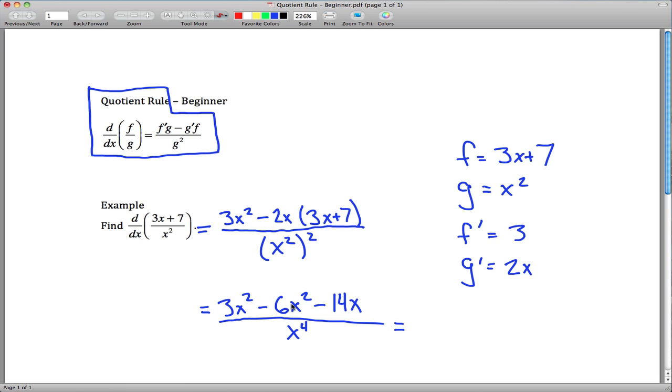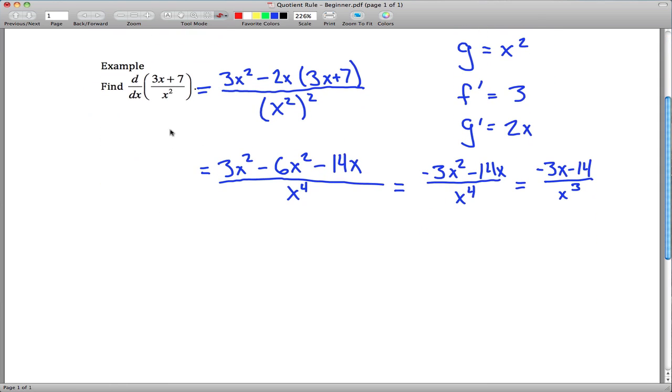And 3x squared minus 6x squared, we can combine like terms here and call that negative 3x squared minus 14x over x to the 4th. We could even go one step further and cancel out an x from the top and the bottom, leaving us with negative 3x minus 14 over x cubed, which is pretty good and simplified. That gives us this derivative.